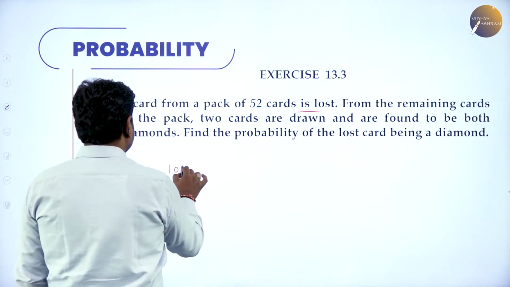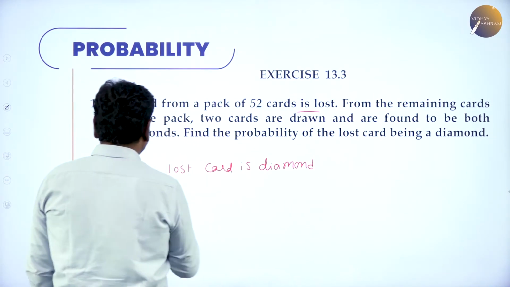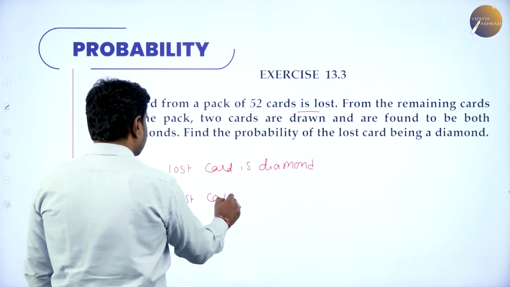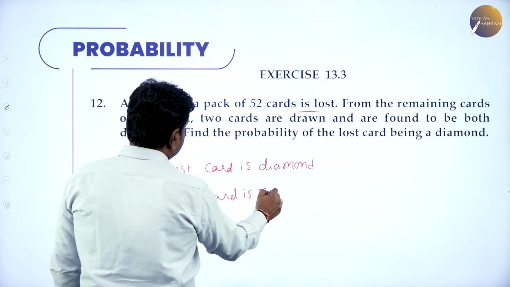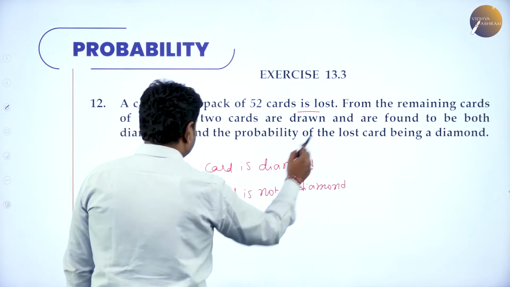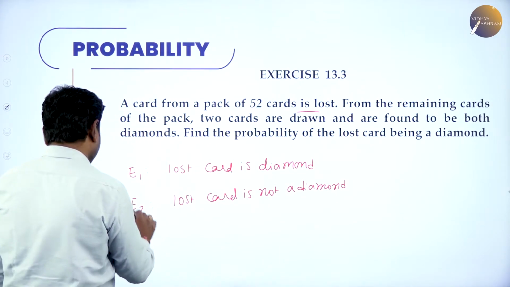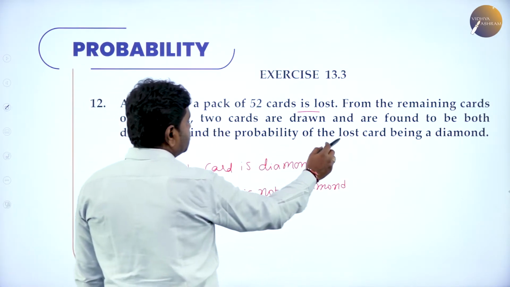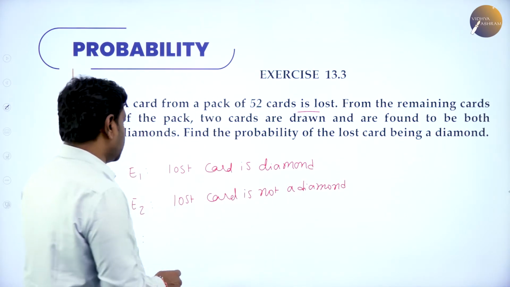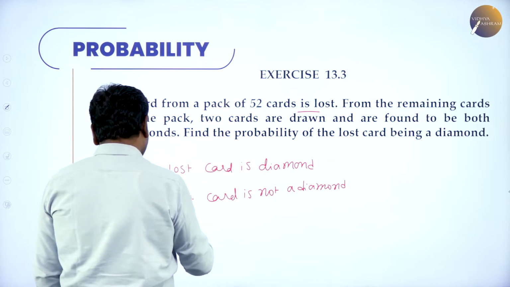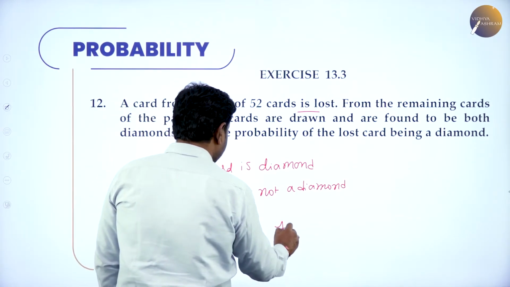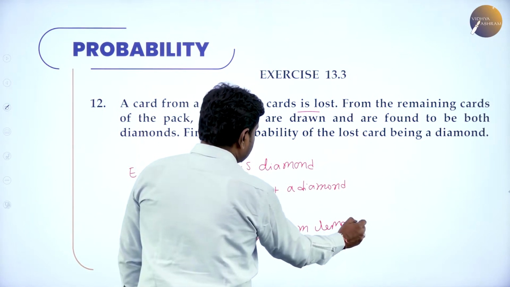So E1: last card is diamond, and second event E2, last card is not a diamond. E, find the probability that last card being diamond. So we are drawing 2 cards from remaining cards. This is common event. So now use Bayes theorem.